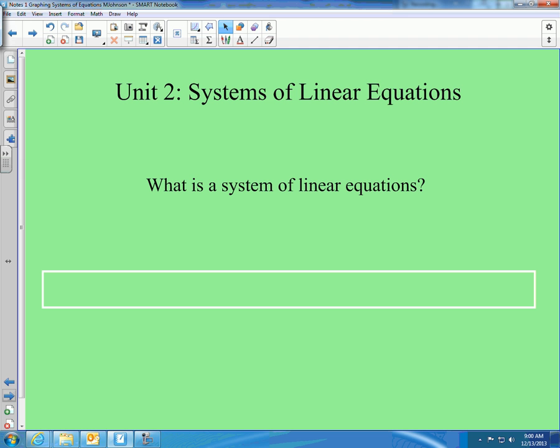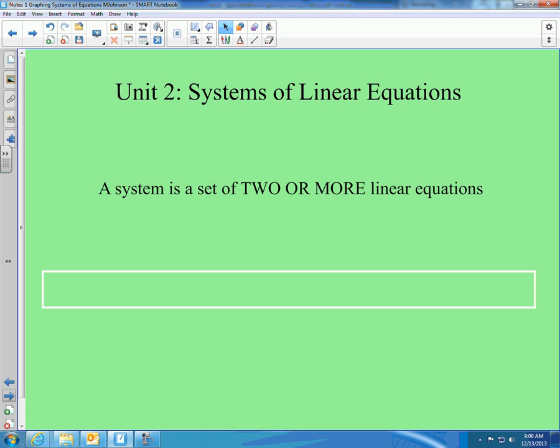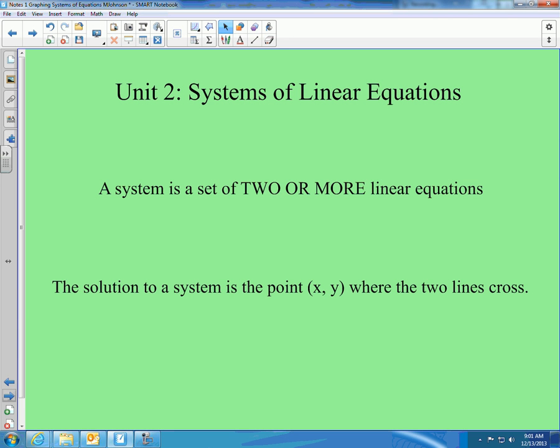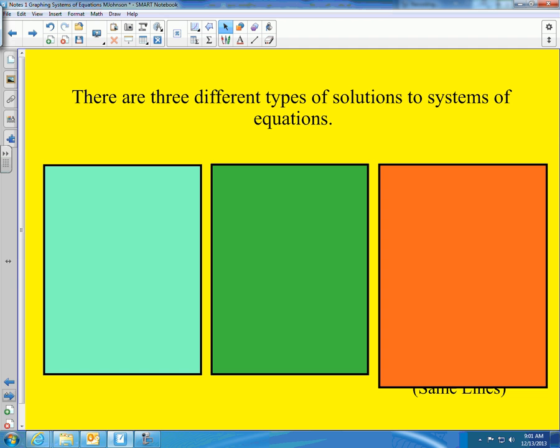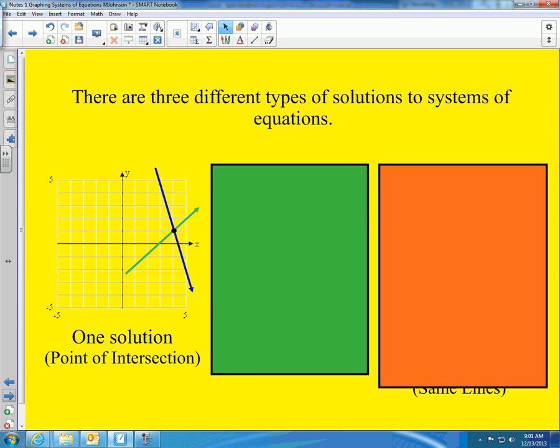So let's talk about, well, what is a system of linear equations? A system is a set of two or more linear equations. And the solution to a system is the point (x, y) where the two lines cross. And we actually have that represented here. We actually have three types of solutions. The first one we just talked about: one solution, where you have a point of intersection.